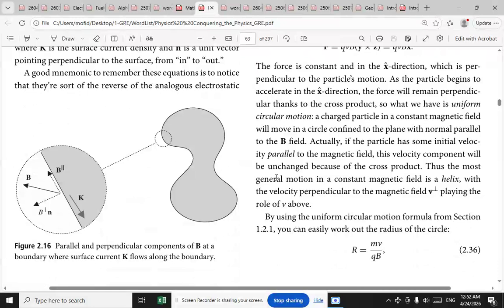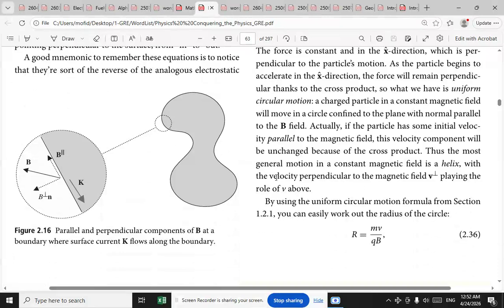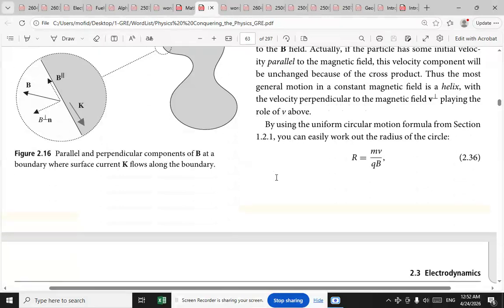As the particle begins to accelerate in the x direction, the force will remain perpendicular thanks to the cross product. So what we have is uniform circular motion. A charged particle in a constant magnetic field will move in a circle confined to the plane which is normal to the B field. Actually, if the particle has some initial velocity parallel to the magnetic field, this velocity component will be unchanged because of the cross product. That's the most general motion in a constant magnetic field: a helix with the velocity perpendicular to the magnetic field v perpendicular.